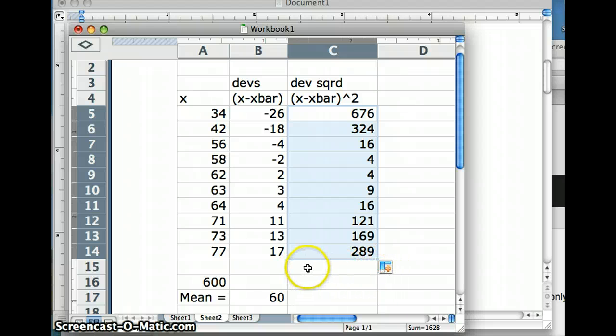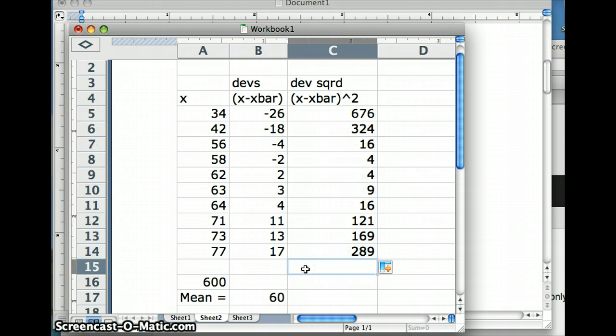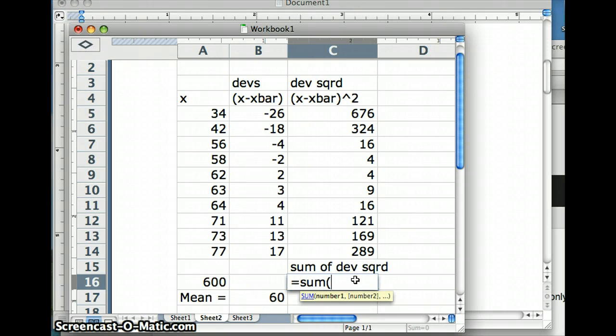So now what is the sum of those? The sum of the deviation squared is what we want. What will that be? That is going to equal the sum of all these things. And what does that give us? That gives us 1628. So 1628 is our sum of our deviations squared, and that's going to help us make some sense out of what we're working with here.